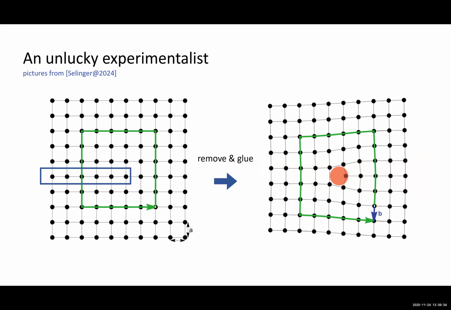Now, the question is, what do these defects become in the infrared, maybe in a continuum quantum field theory description of your lattice sample? And the answer is less trivial than what you might have thought.